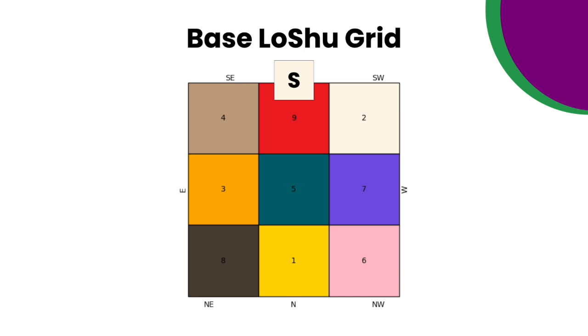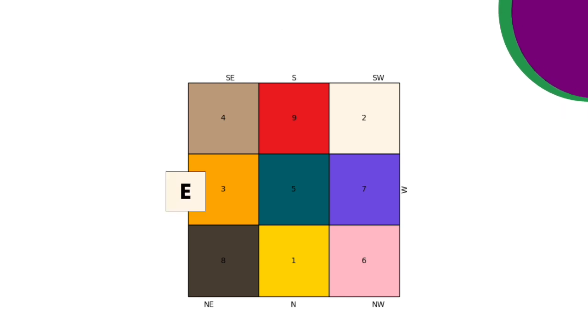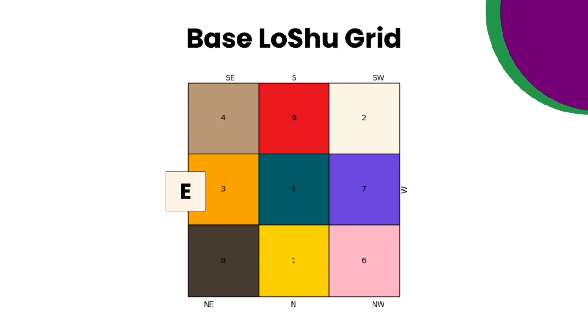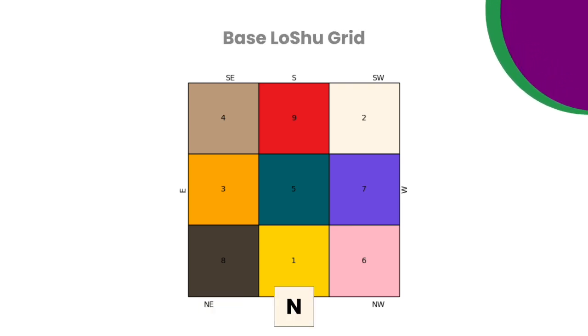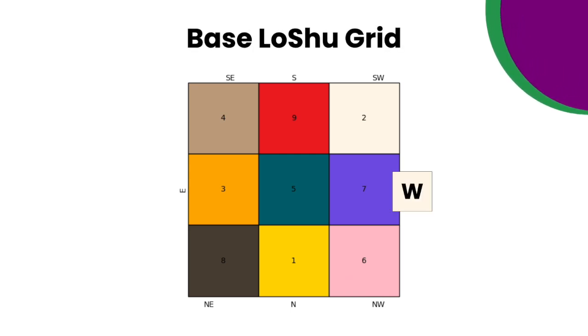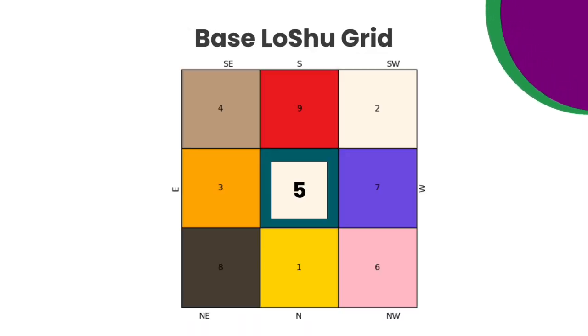9 is placed on the south, 4 is on southeast, 3 is on east, 8 is on northeast, number 1 is on north, number 6 is on northwest, number 7 on west, number 2 is southwest. The number 5 is the central cell.